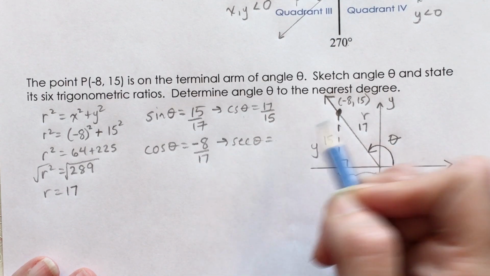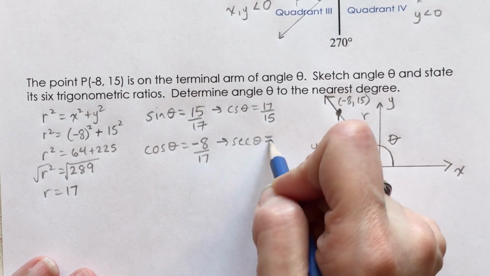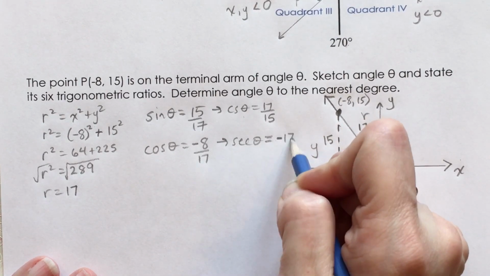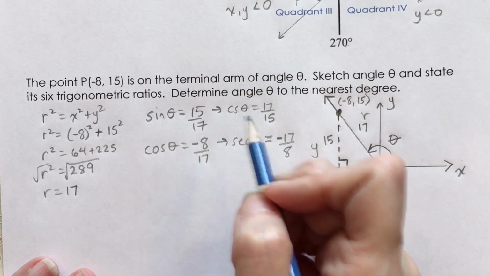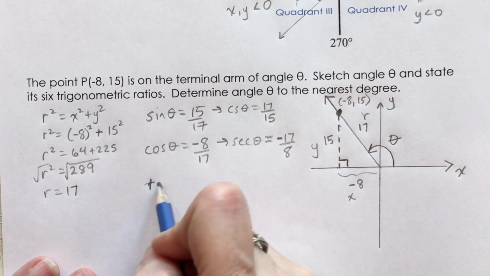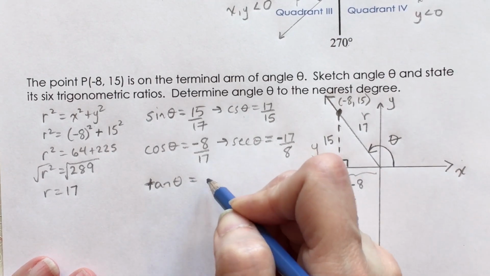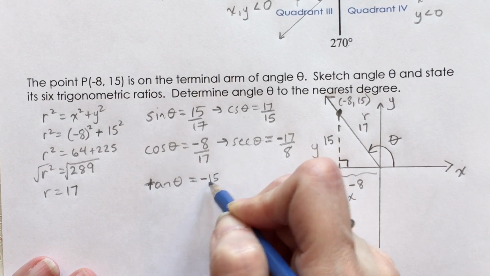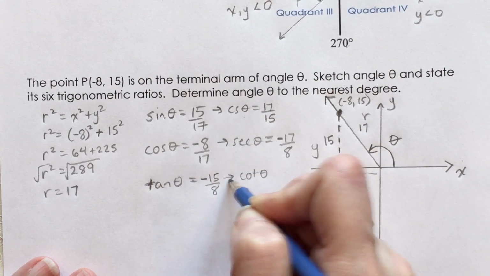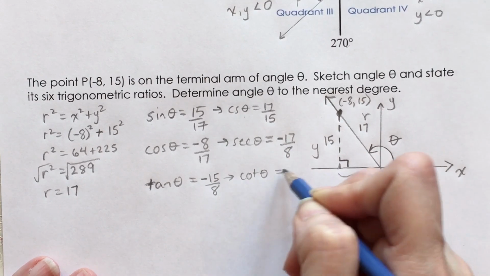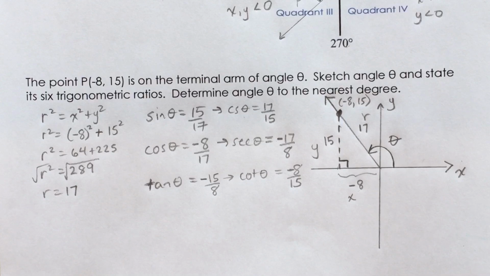You can move that negative, with the top number or the bottom number, or out front. We learned that in grade 9. I usually leave it with the top number. Then the tangent of angle theta is the y value over the x value, so 15 over -8, which I would write as -15 over 8. And the cotangent of angle theta is -8 over 15. So there's our 6 trig ratios.